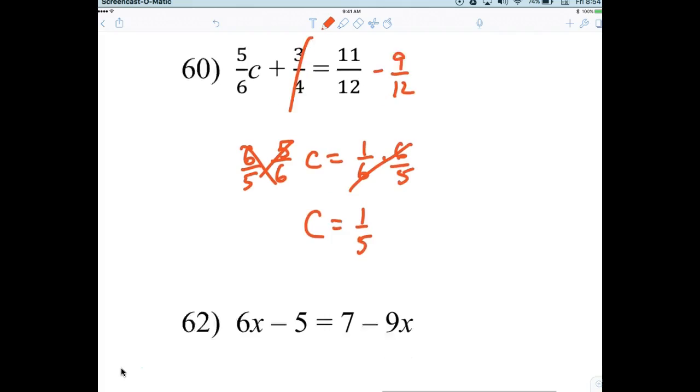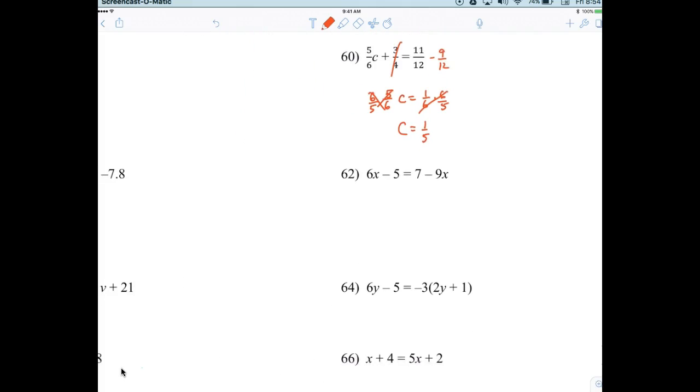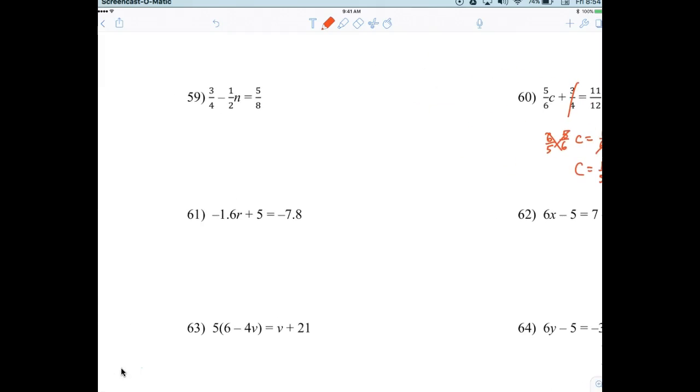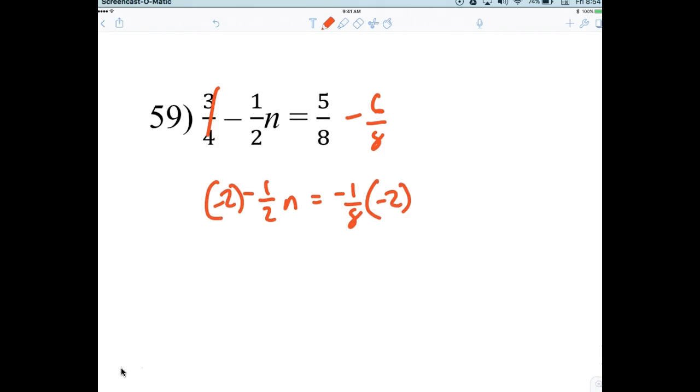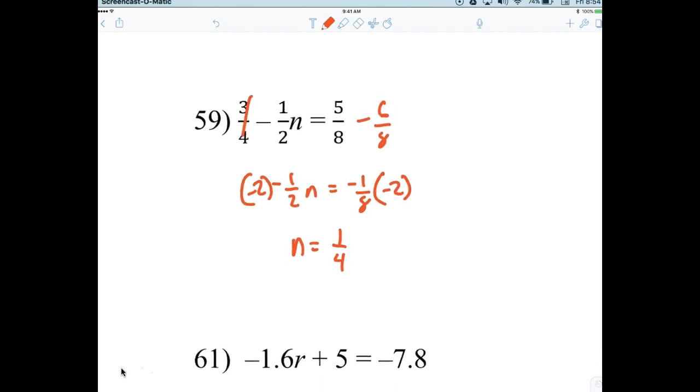Okay, let's take a look now at, in this case, since you asked, we're going to get common denominators. So 3/4 is subtracting 6/8, right? So -1/2 is equal to -1/8. So now I'm going to multiply by -2, so n is equal to 1/4.